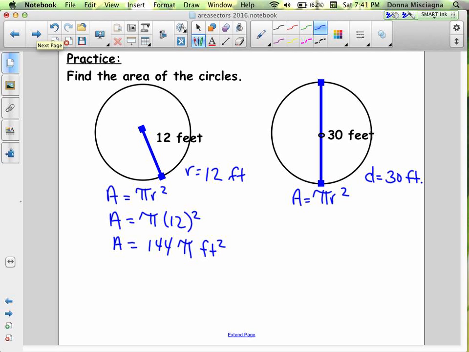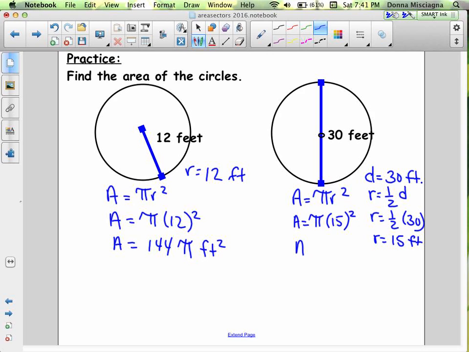And welcome back. All right, so now let's find the area of the circle. Now I can't use diameter, so I do have to use radius. Remember that radius is 1/2 the diameter. So that means the radius for this circle is half of 30, or 15 feet. That means the area is going to be pi times 15 squared.